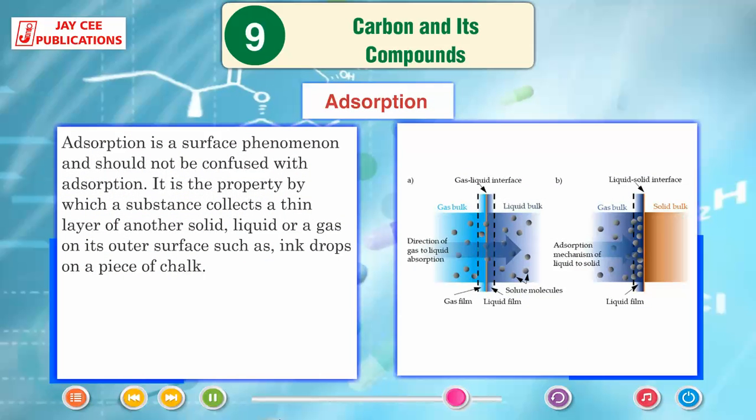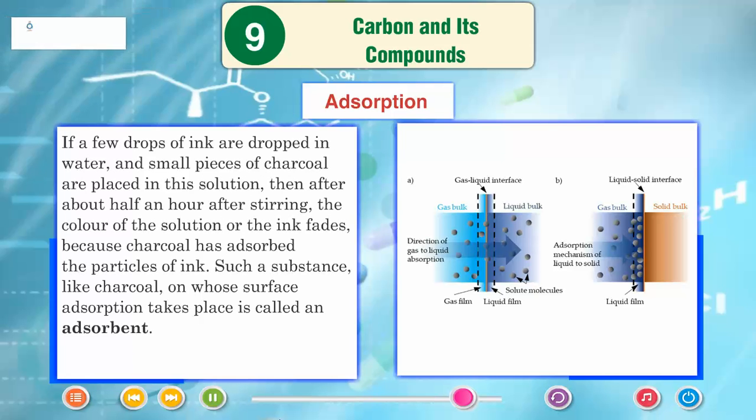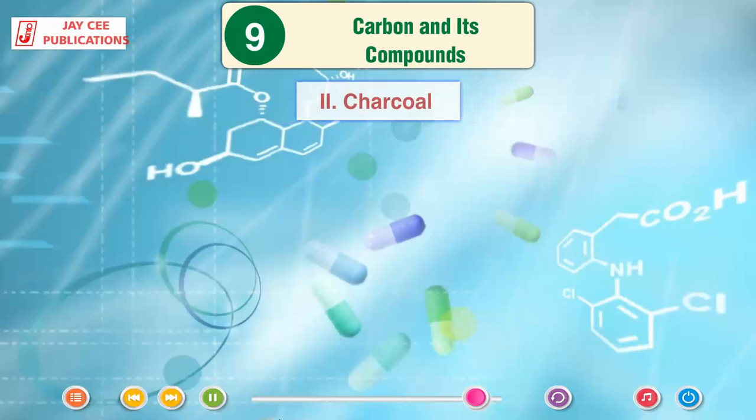Adsorption. Adsorption is a surface phenomenon and should not be confused with absorption. It is the property by which a substance collects a thin layer of another solid, liquid or gas on its outer surface, such as ink drops on a piece of chalk. If a few drops of ink are dropped in water and small pieces of charcoal are placed in this solution, then after about half an hour after stirring, the color of the ink fades because charcoal has adsorbed the particles of ink. Such a substance like charcoal, on whose surface adsorption takes place, is called an adsorbent.